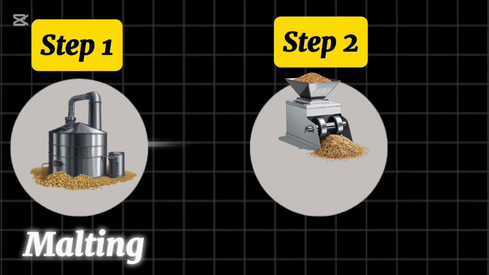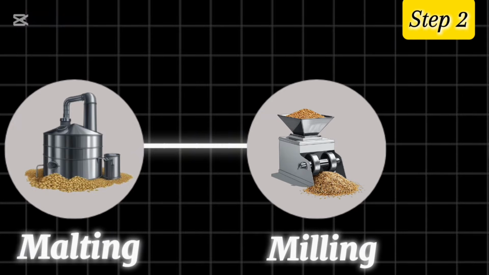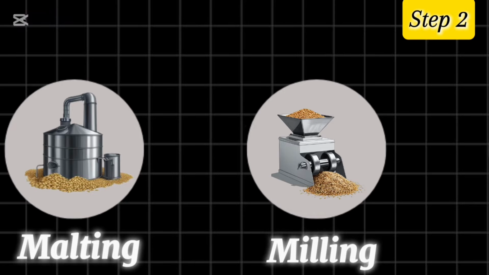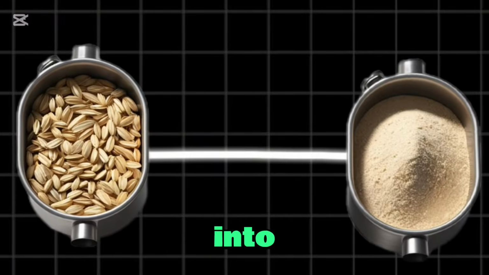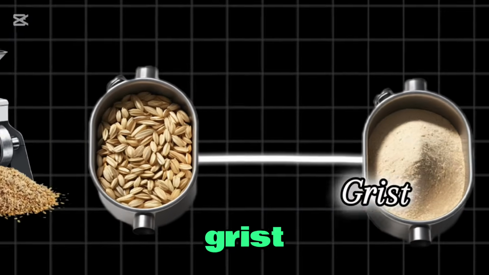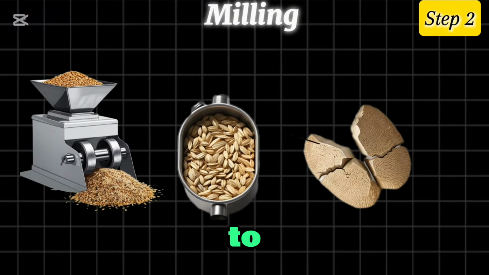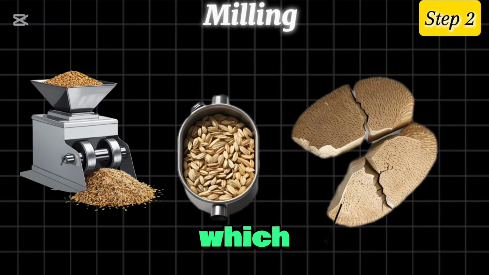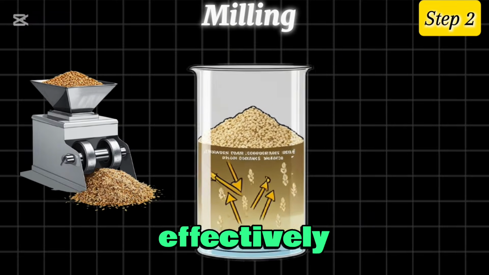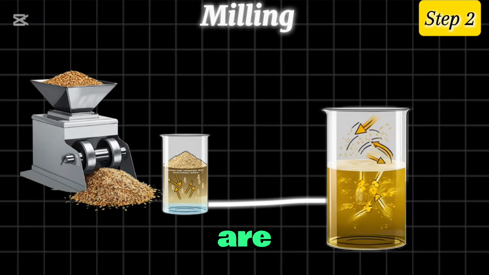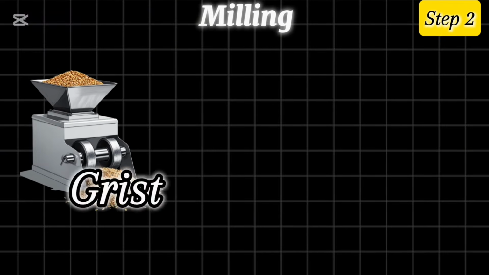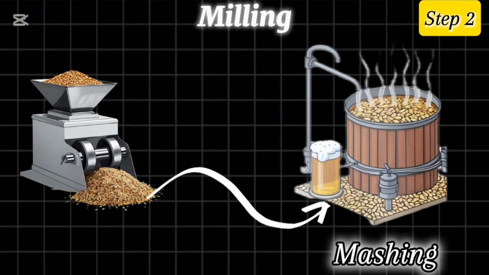Step 2. Milling. Once the barley is malted, it moves on to milling. The malted barley is crushed into a coarse powder called grist. Milling breaks open the grains to increase surface area, which helps the enzymes work more effectively during the next stage, when sugars are extracted from the malt. The grist is ready for the next step, mashing.